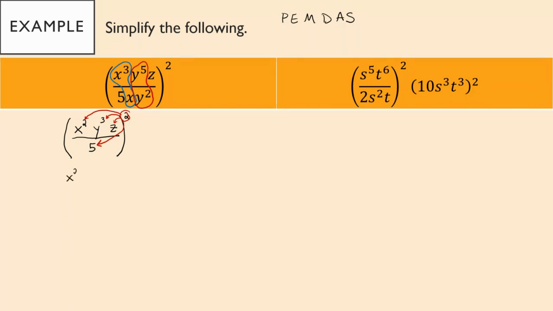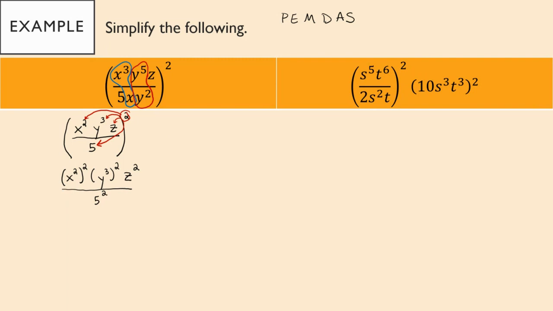So I'm going to have an x squared, which now has a new exponent of 2 on top of that. Then we have a y cubed, which has an exponent of 2. And then our z now has an exponent of 2 since it didn't have one. And then we have our 5, which now has an exponent.